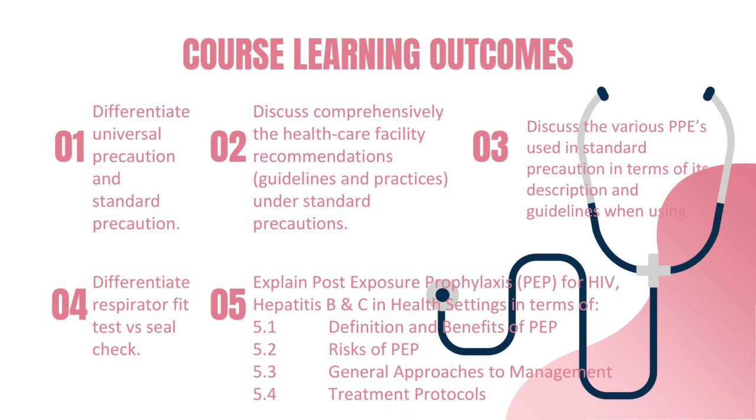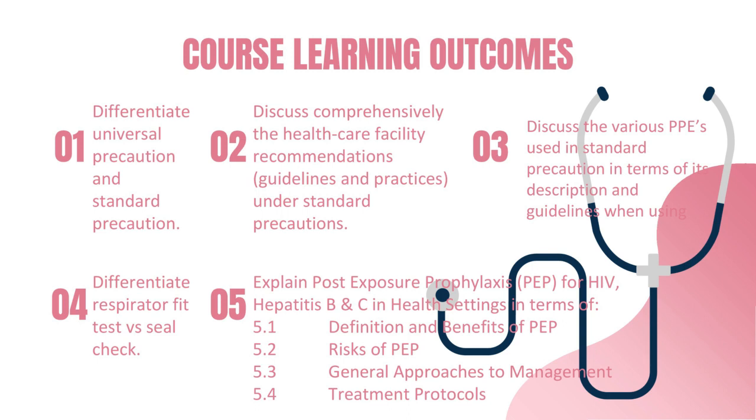Course Learning Outcomes. CLO number 1: Differentiate universal precaution and standard precaution. CLO number 2: Discuss comprehensively the healthcare facility recommendations, such as guidelines and practices, under standard precaution. CLO number 3: Discuss the various PPEs used in standard precaution in terms of its description and guidelines when using.